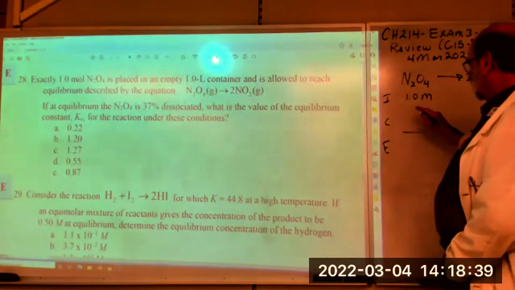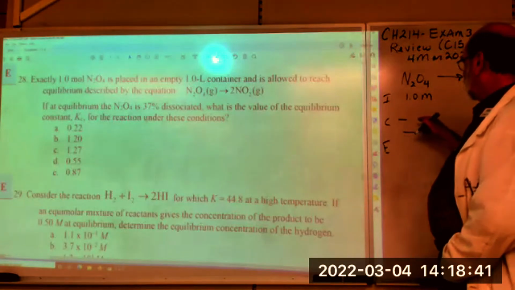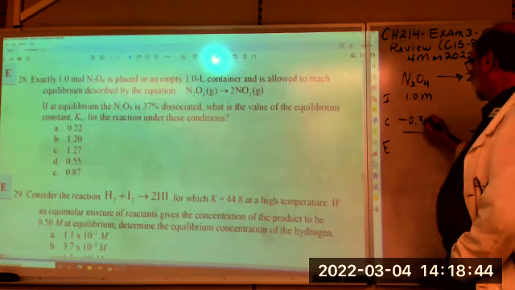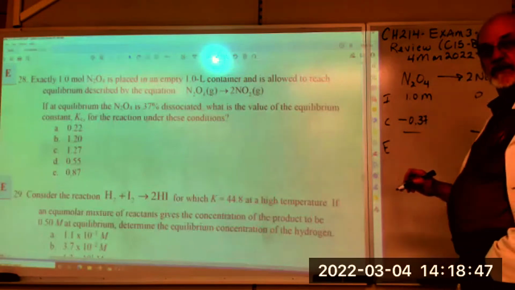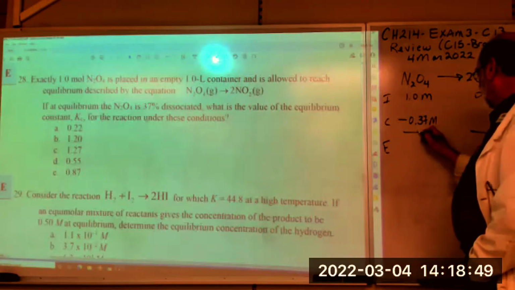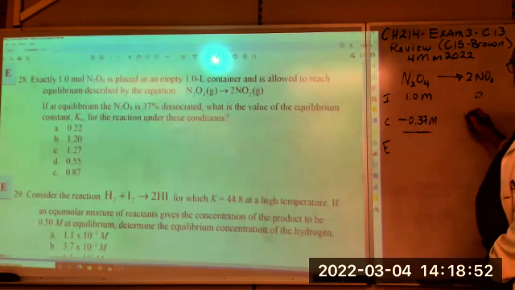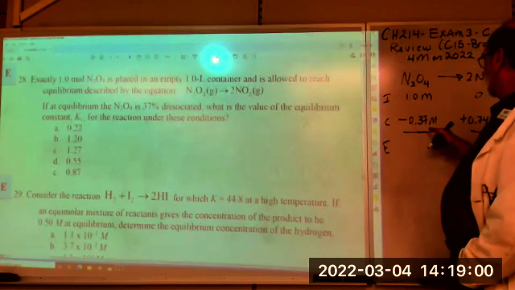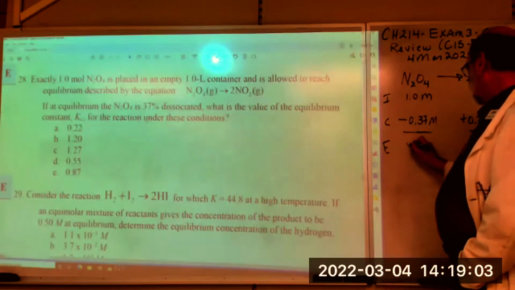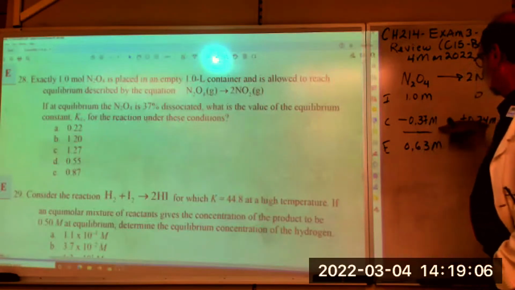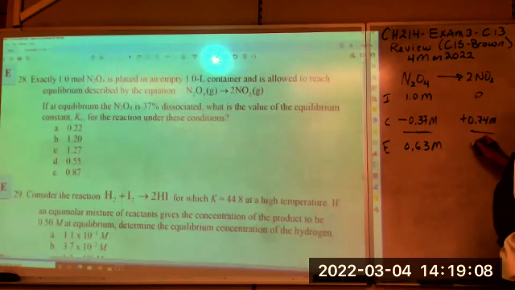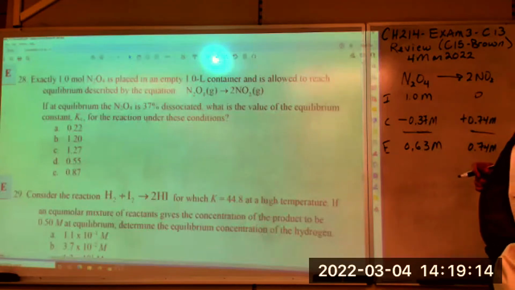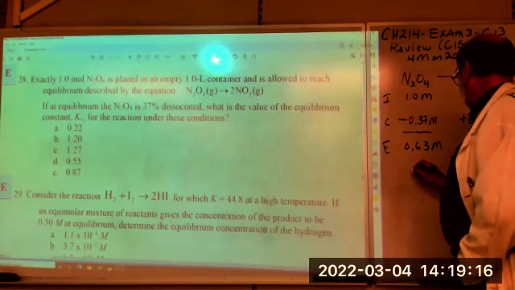So we actually lose 37% of that, or 0.37 molar. And since this is 2, we're adding 0.74 molar there. So this is what's left over. 0.63 molar. And this one is 0.74 molar. Okay? Well, we can do it now.